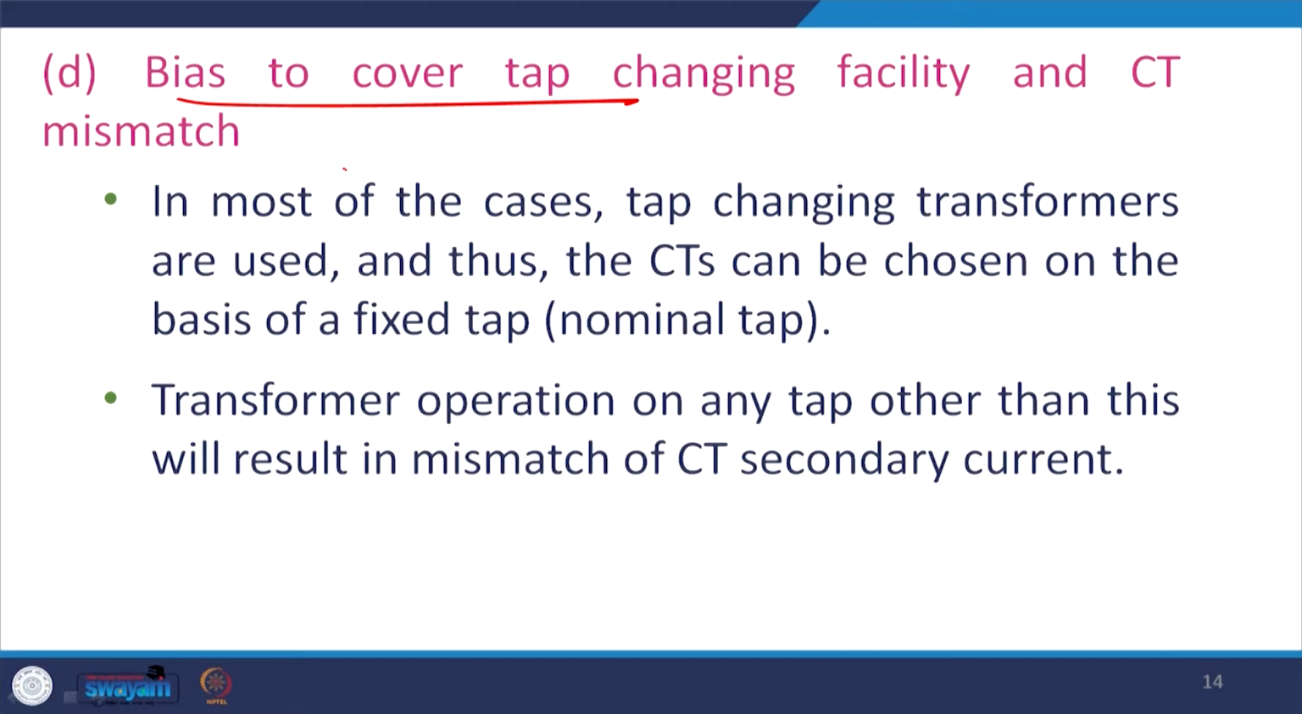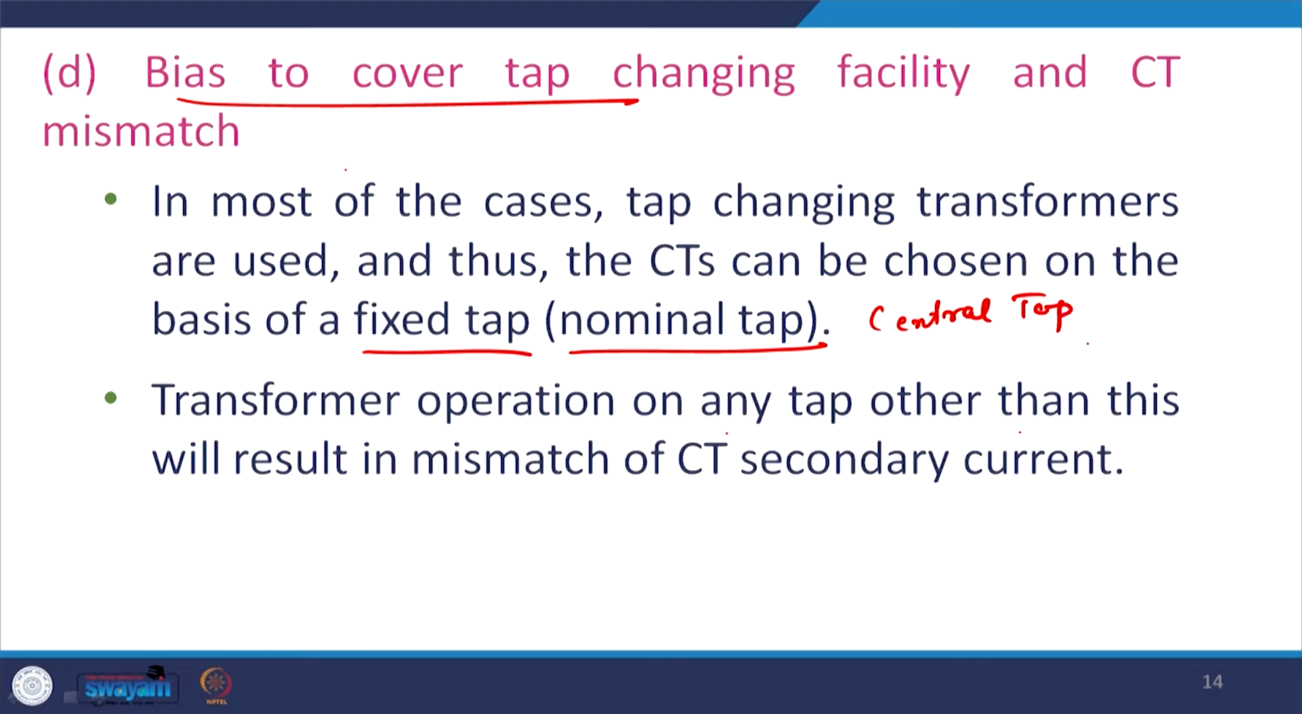The next factor we need to consider is the bias to cover the tap changing facility. We know that most power transformers inherently contain a tap changing facility. So tap changing transformers are widely used, and hence the CTs can be chosen based on which tap: highest tap, nominal tap or lowest tap. Normally when we decide the CT ratio, we decide it based on the nominal tap or the fixed tap, which is normally the central tap.